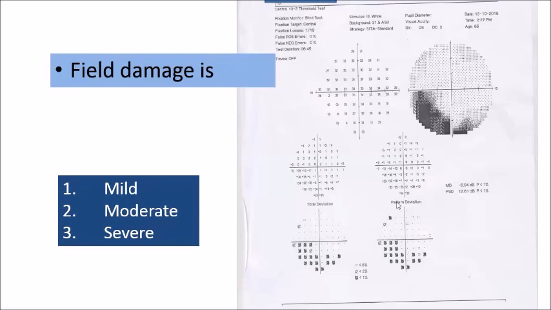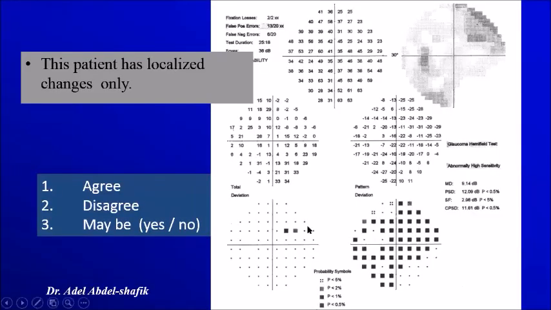If you are accustomed to look at the field, these marks, whenever you see them, you think, yeah, this is central 10, check here, this is 10, check here, this is 10. Okay. Now, this patient has localized changes only, and there is no generalized changes.